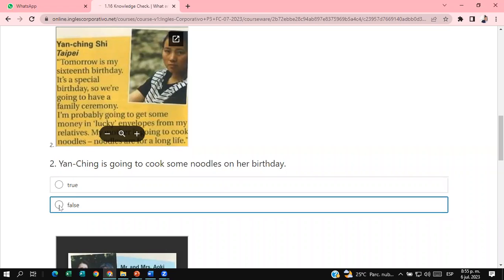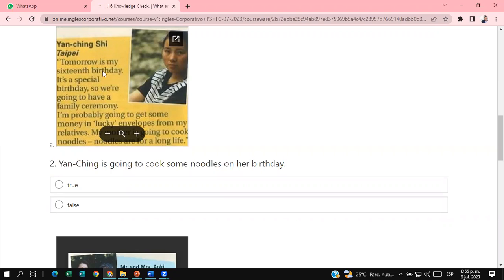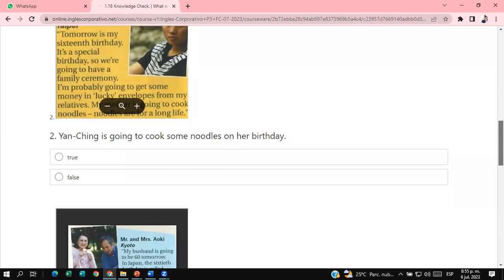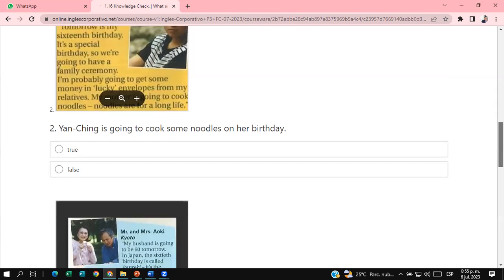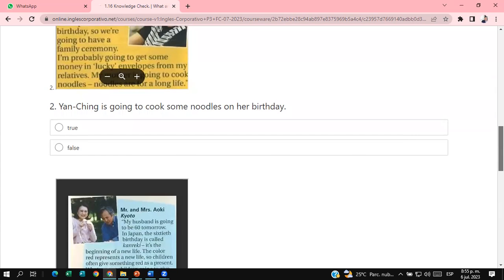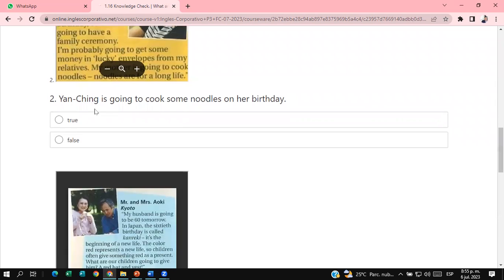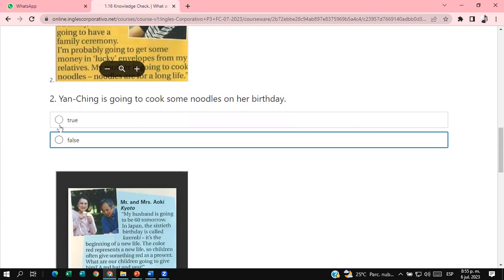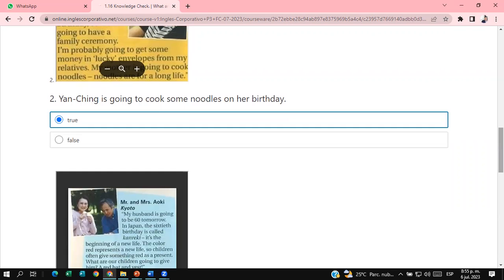Okay, do you read it? Quiero que lean el article. Okay. Yang Xin Shi, Taipei. Tomorrow is my 16th birthday. So we're going to have a family ceremony. I'm probably going to get some money in lucky envelopes from my relatives. My mother is going to cook noodles. Noodles are for a long life. Yang Chi is going to cook some noodles on her birthday. It's false. Her mother is going to cook. No, it's false.